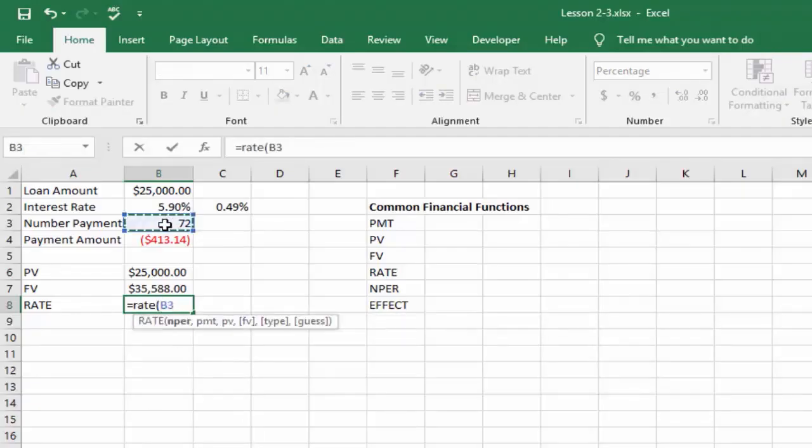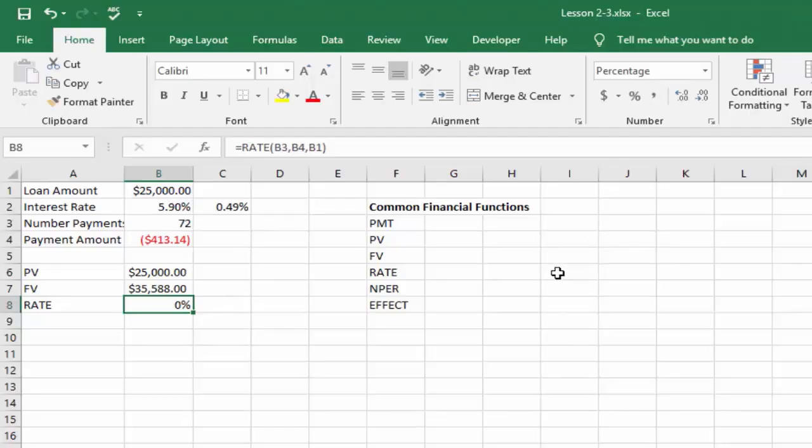Number of periods is number of payments. Payment amount is the payment amount. Present value is the loan amount. Ignoring the other arguments that are all optional here, and hit enter. Notice it comes out with 0%. Of course, I need to show a little bit more precision in order to see that my monthly interest rate calculated here is the same as my monthly interest rate from above.